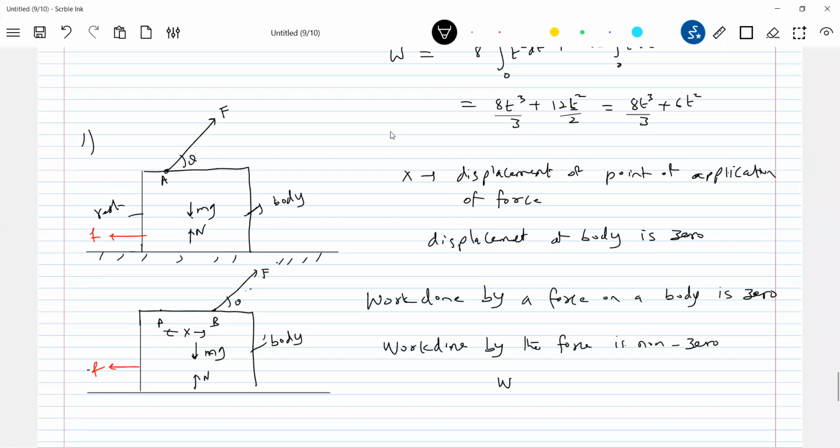And how much is it equal to? It is non-zero. It is equal to F cos theta into x. Got this? Now, what do you mean by work? When we do work, what are we actually doing? We are supplying energy. We are just supplying energy. There is no displacement of the body, so there is no increase in the kinetic energy of the body. So where has this work done, F cos theta x, gone? Where has this energy gone?